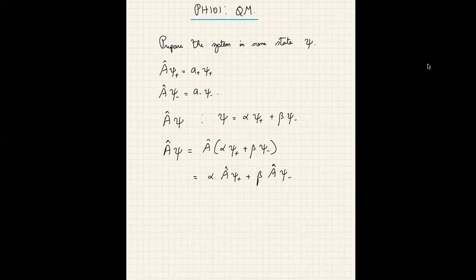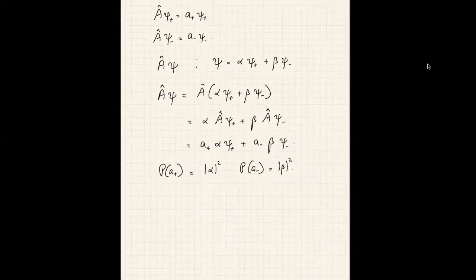But I know how A acts on psi plus and psi minus. They are the eigenfunctions of A. So this is equal to A plus alpha psi plus A minus beta psi minus. So the measurement of A on the state psi would either give me A plus or A minus, and the probability of A plus is the absolute value of alpha squared, and the probability of A minus is the absolute value of beta squared. So this you already should know by now.